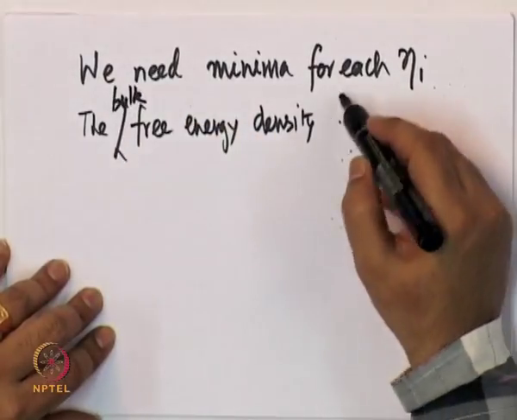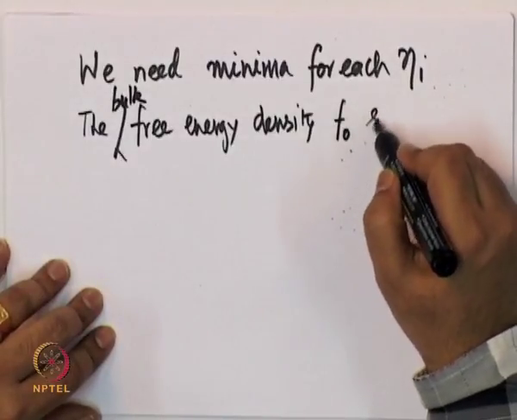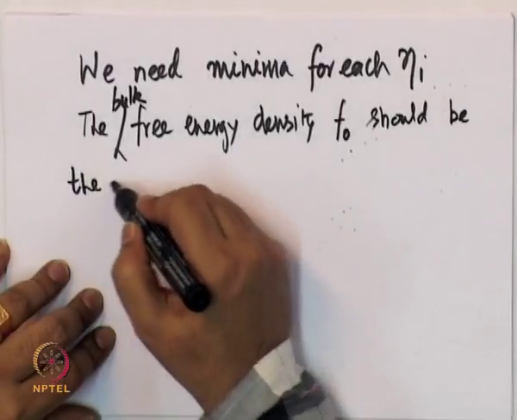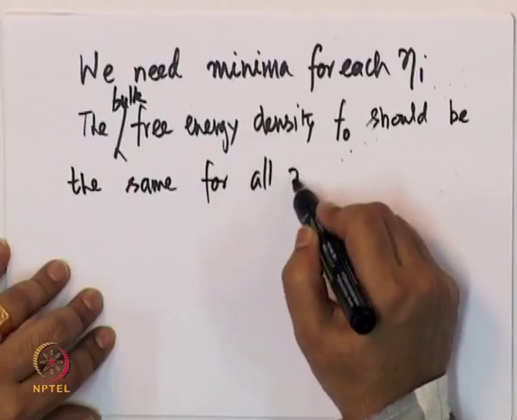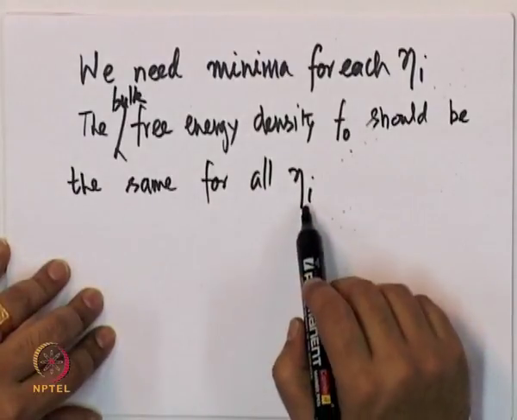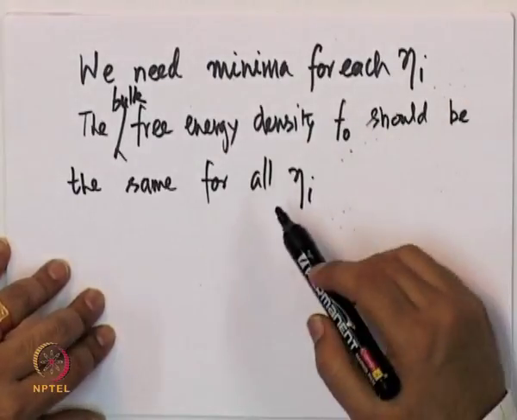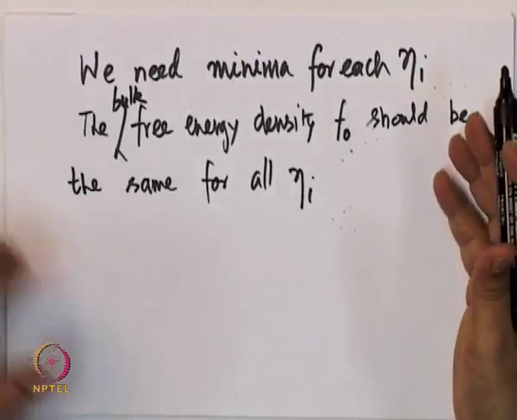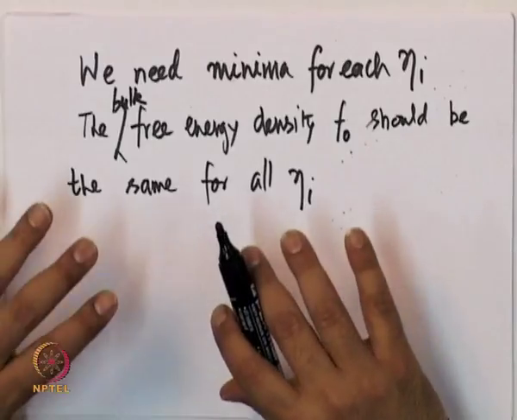The bulk free energy density, that is F0 that you define, should be the same for all eta I. So, this is what will make sure that at the end, suppose you end up with only one single grain, it will have the same energy, it does not matter which I survives. So, we need to write this bulk free energy density. So, this becomes the first problem.